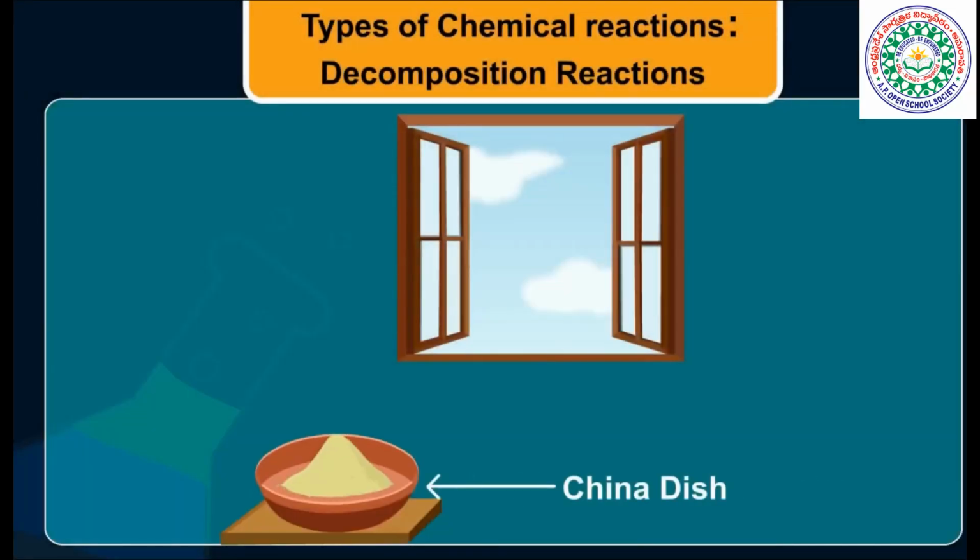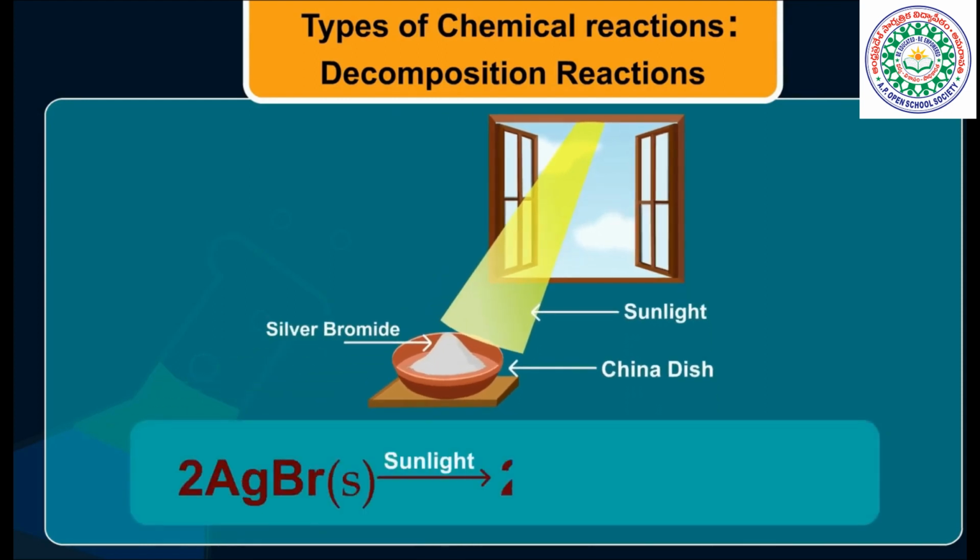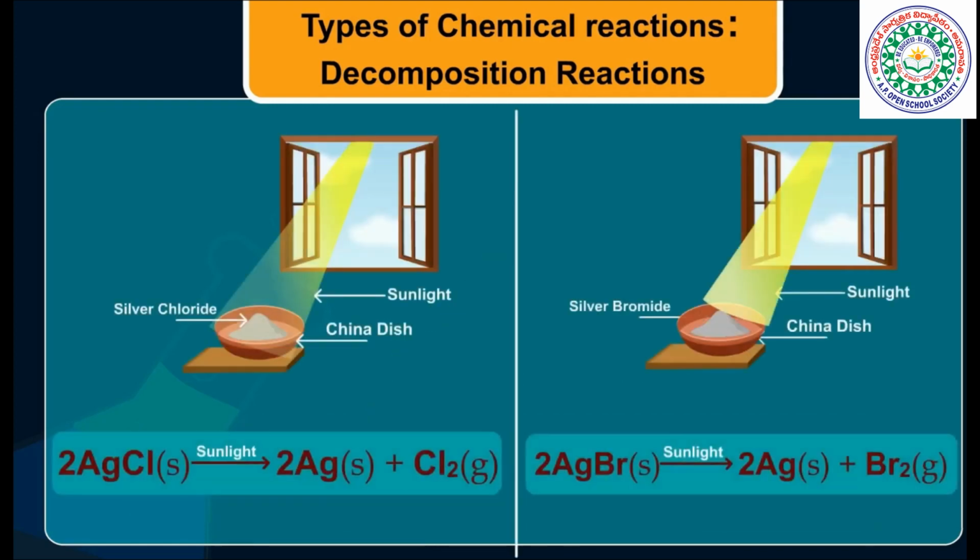Silver bromide also behaves in a similar way. The reaction shows that yellow-colored silver bromide decomposes by the action of sunlight to give out silver and bromine. These reactions are used in black and white photography.